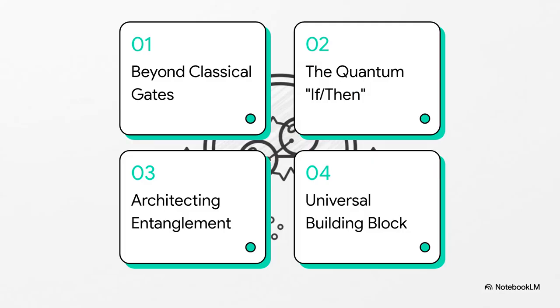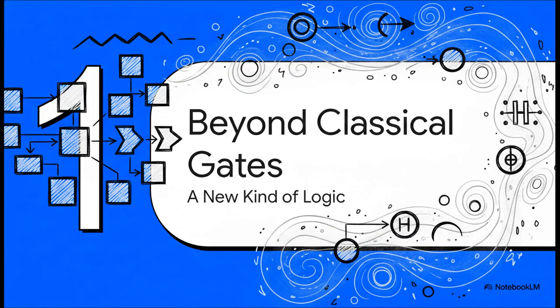All right, here's our game plan. First, we're going to see why the old school logic of classical computers just doesn't work here. Then we'll meet the quantum version of an if-then statement, the controlled gate. After that, we'll see how it creates that famous spooky magic of entanglement. And finally, we'll discover how this one little tool is basically the universal building block for all of quantum computing. Let's dive in.